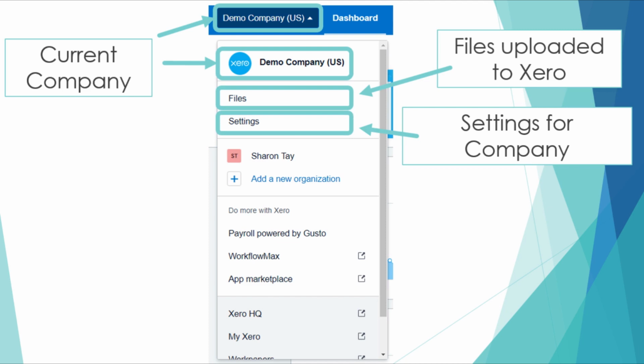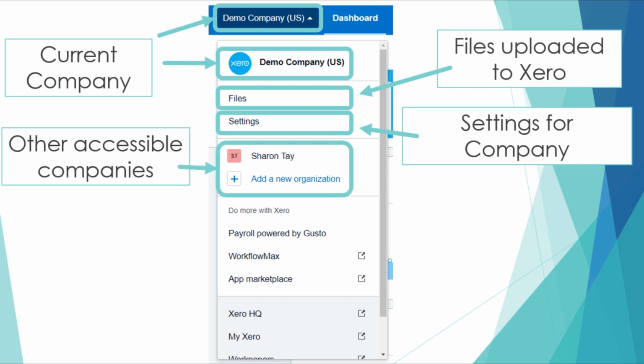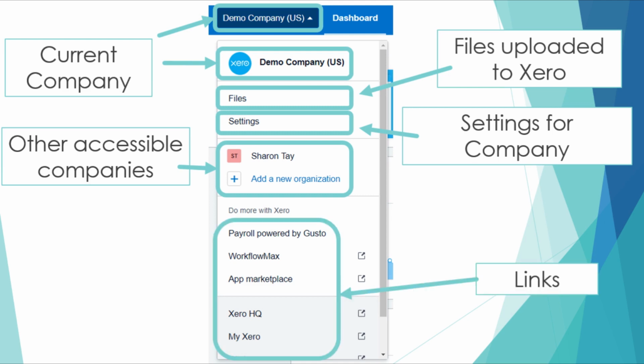And you can also click on these settings to amend or edit the settings for this company. And if you have access to any other companies in Xero accounting, it will all be listed here, other accessible companies. And these are the links to various features of Xero, such as the payroll, the workflow max, the app marketplace. So if you have any other add-on apps in your Xero accounting, it will appear here as well.